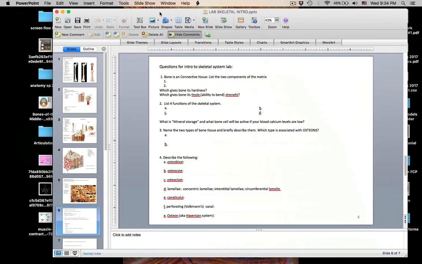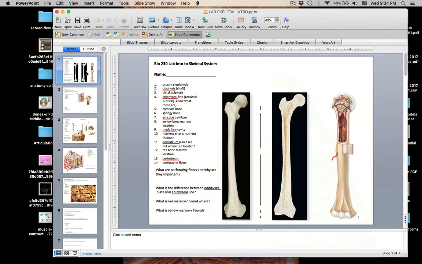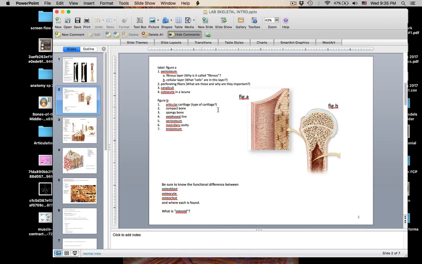Now, when you go to your worksheet, and I just kind of assumed you did all your worksheets, there are questions that I ask here. What are perforating, aka Sharpey's fibers, and why are they important? What's the difference between epiphyseal plate and line? Where is yellow marrow found? Where's red marrow found? Make sure you answer all these questions because you will see them again.